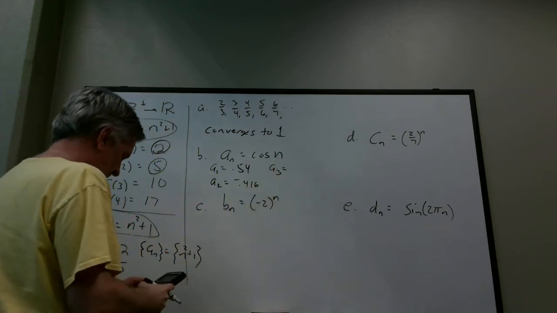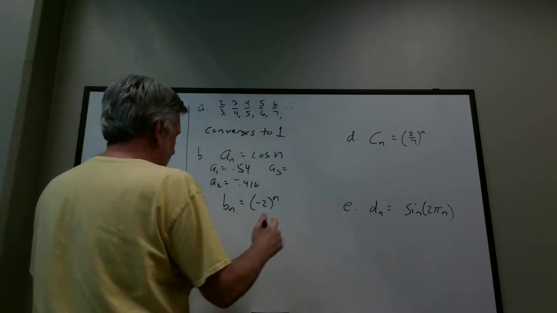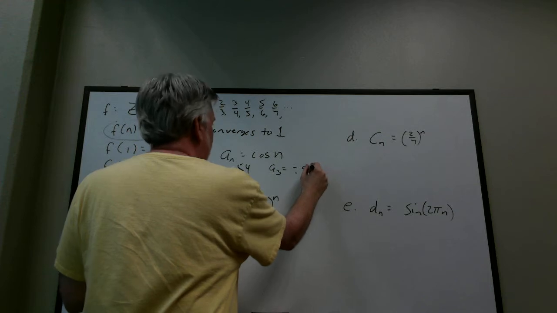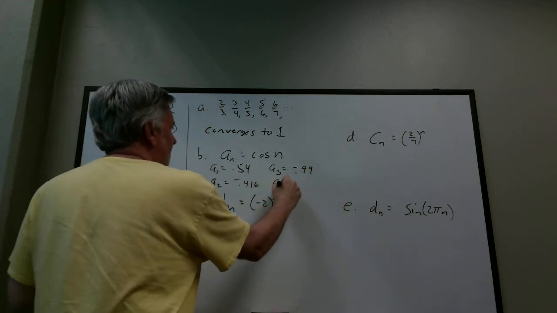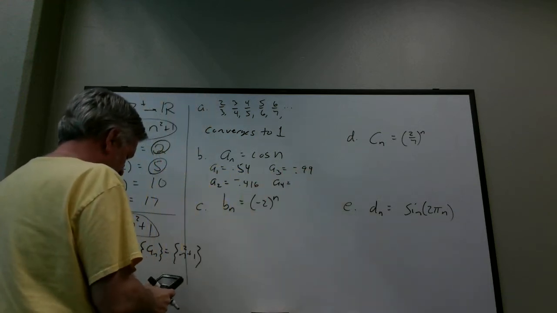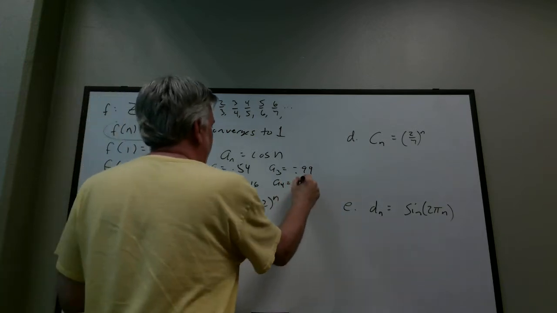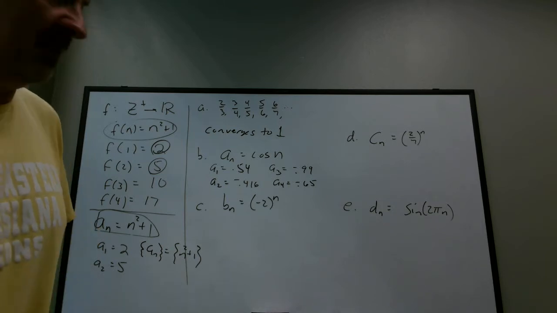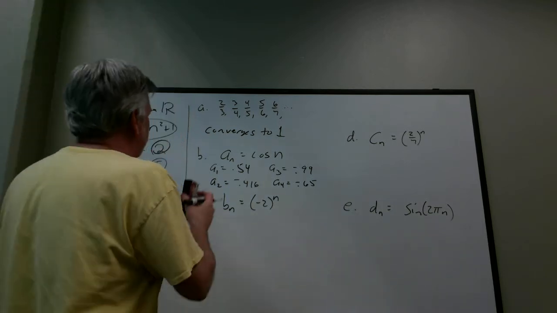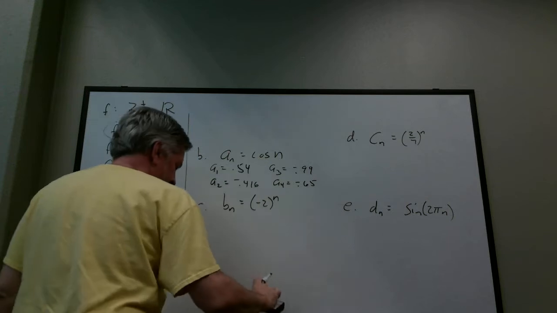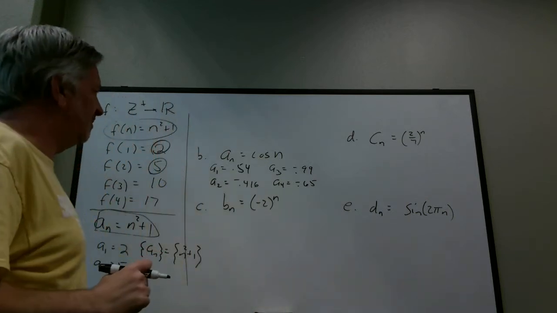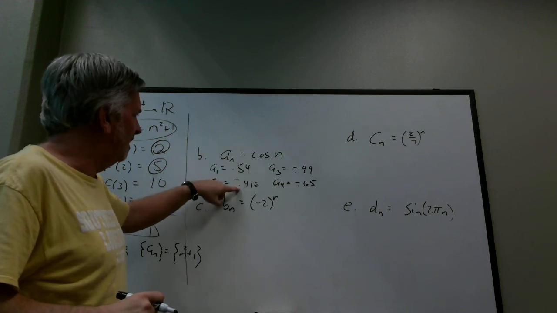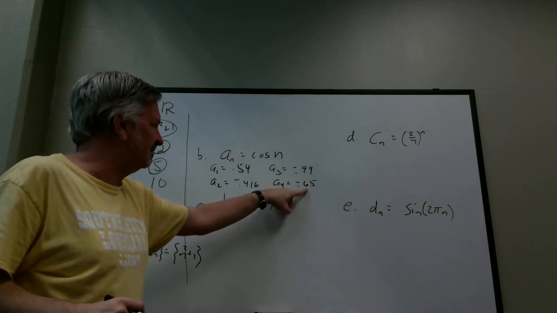A3, which is cosine of 3, is negative 0.998999. I'll just say 0.99. Let me do one more. A4, cosine of 4, is minus 0.65. Well, it doesn't look like there's a good pattern there. There's nothing obvious going on, because notice we were positive, and then we got smaller, then we got smaller even, and then we got bigger.